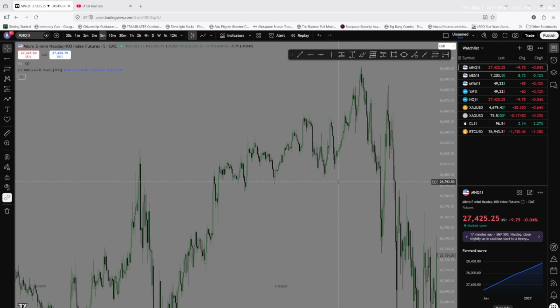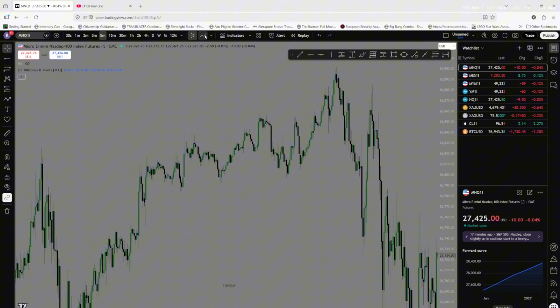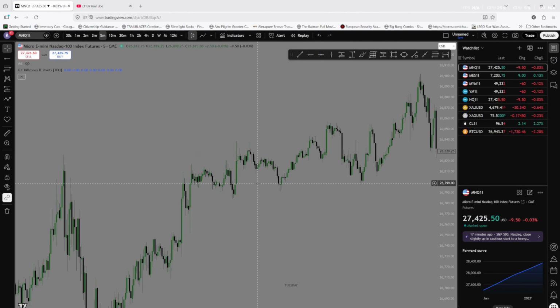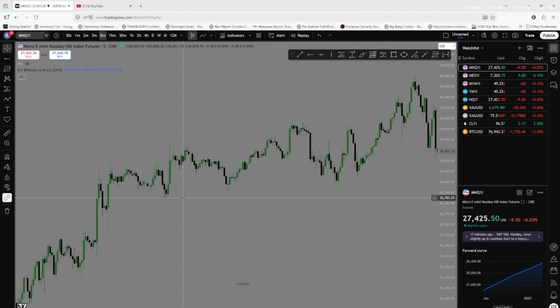Now, we also have a line chart. Quickly touch on the line chart, okay? How does it differ from the candlestick chart? Basically, the candlesticks represent where price opened and closed, and how far it moved up and down, okay?